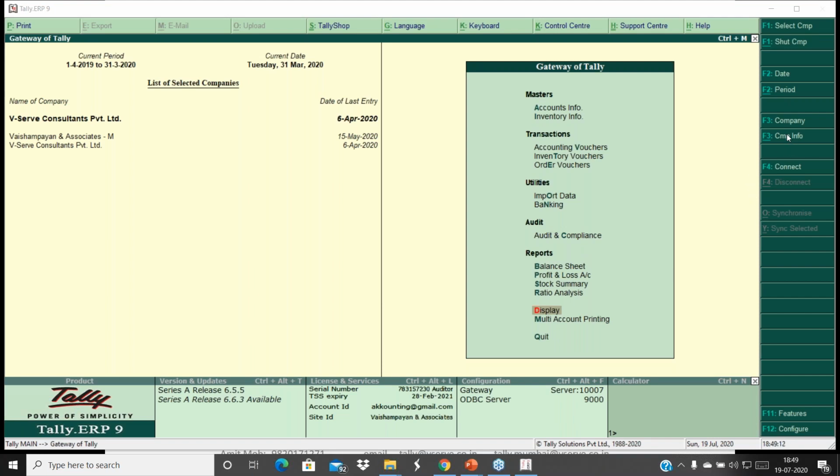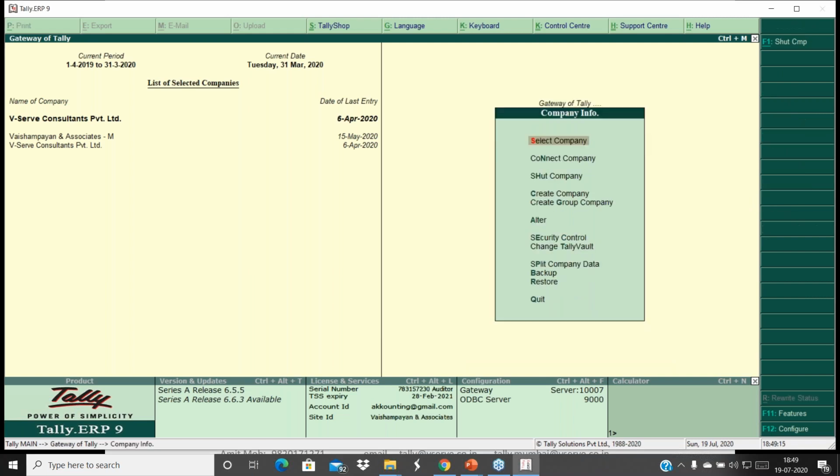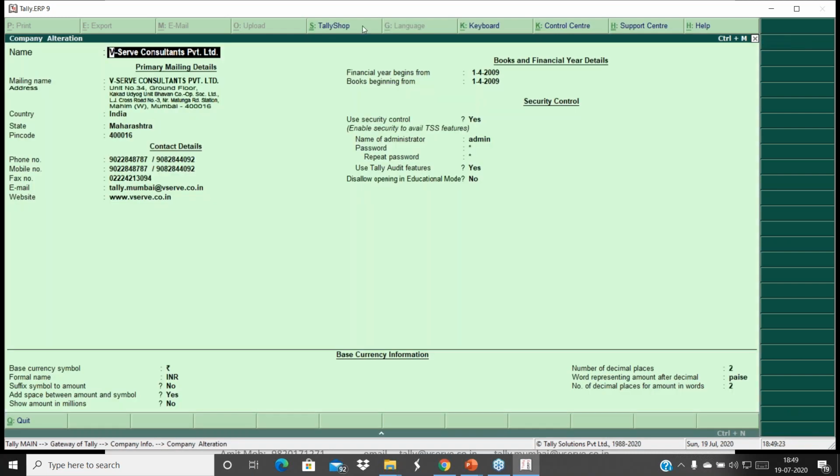I'll just show you. You have to go to company info, go to alter company, and you should be giving a password here. Along with these passwords, kindly activate this Tally audit feature also. I will be explaining this once again, but unless we have given this user ID and password, which are very critical, the audit and compliance feature won't get activated, right? So in order to have this audit and compliance feature activated, it is very essential that we give a user ID.